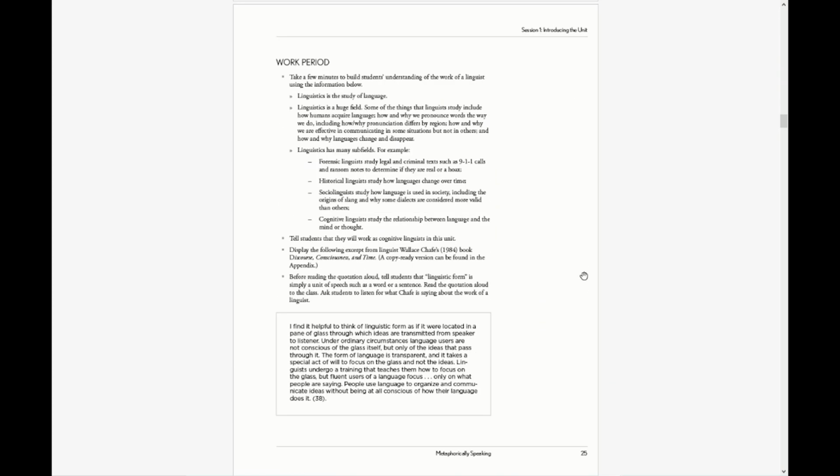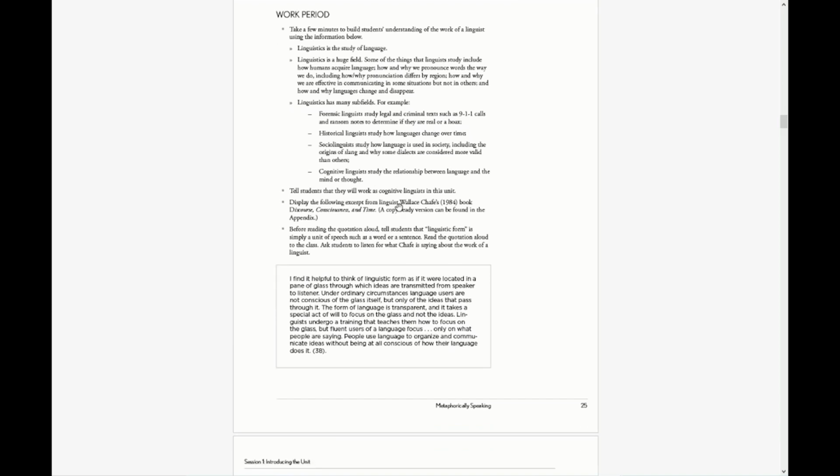Now, none of your students will have heard of cognitive linguistics. So in the work period of session 1, we're introducing the idea of linguistics in general as the study of language, and we talk about how different people study language for different purposes. We can think about forensic linguists, sociolinguists, and different roles that people take with this. But in particular, we're going to begin looking at cognitive linguists, who are looking at the relationship between language and thought. And students get to read through a quote about this topic and unpack it as a way of thinking about how language can shape our views of the world almost before we're even aware of it.